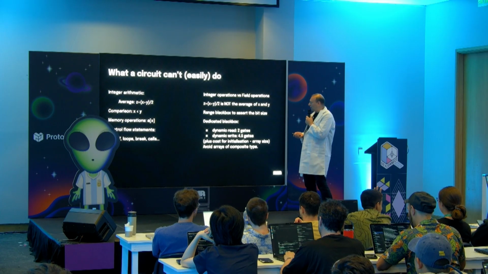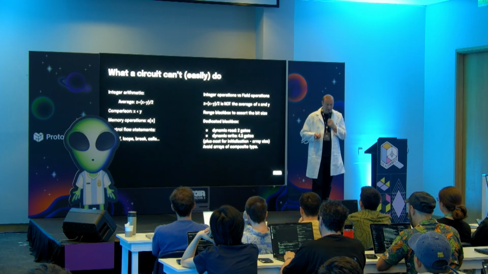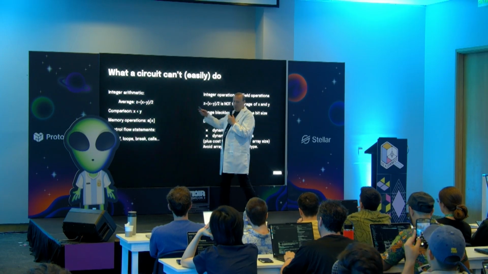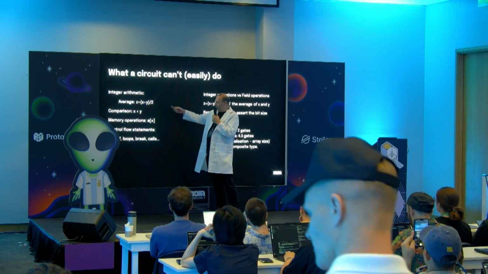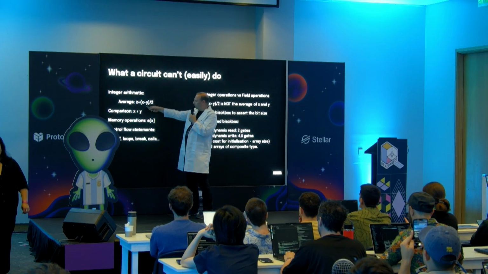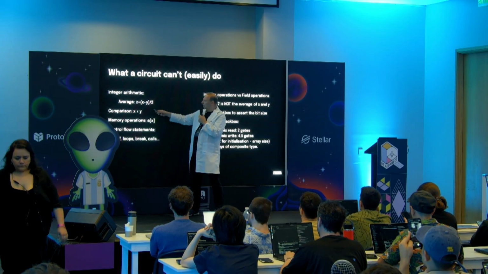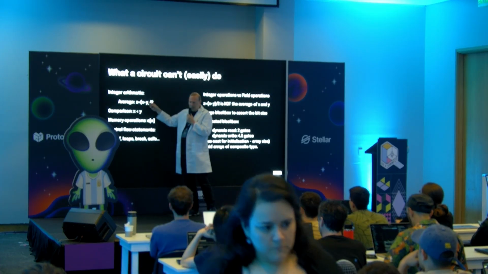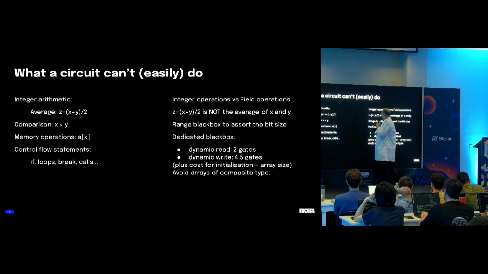So we have seen what we can do with a circuit. Now, what can you not do with a circuit? Well, you cannot do integer arithmetic. If you want, for instance, to compute the average of 2 numbers, you say, oh, good, I've got my equation. I don't need Noir, I can just use this in my circuit. Well, no.